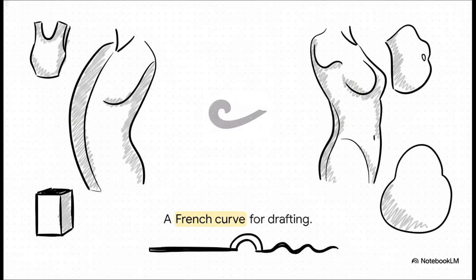But here's the thing. The human body isn't made of straight lines and sharp corners, is it? So contrast that straight edge with the French curve. This tool is absolutely essential for mapping the organic curving shapes of the body. Think armholes, necklines, hip curves. You use the French curve to get those onto your flat blueprint. It beautifully bridges the gap between rigid math and actual human anatomy.